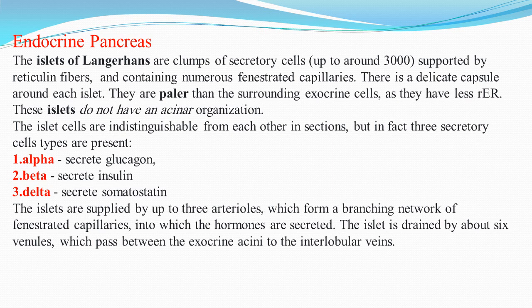The islets are supplied by up to 3 arterioles, which form the branching network of fenestrated capillaries, in which the hormones are secreted. These islets are drained by about 6 venules, which pass between the exocrine acini to the interlobular veins.